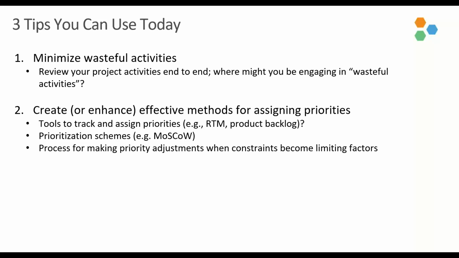Secondly, create or enhance effective methods for assigning priorities. We talked about some of those. So having tools to track and assign priorities, like a requirements traceability matrix or the product backlog. And then have some kind of prioritization scheme, like we mentioned, MoSCoW was an example: must have, should have, could have, would like to happen, not at this time. And then also a process for making priority adjustments when constraints become limiting factors.